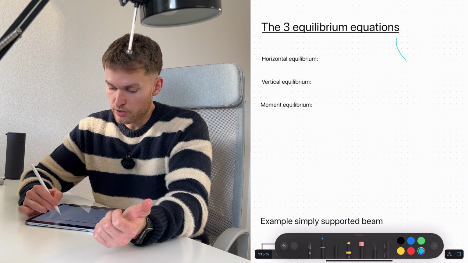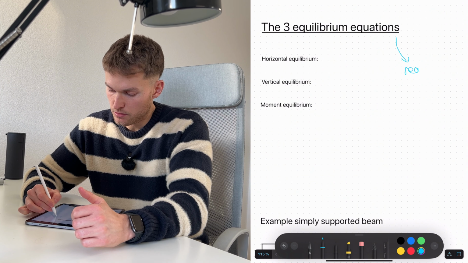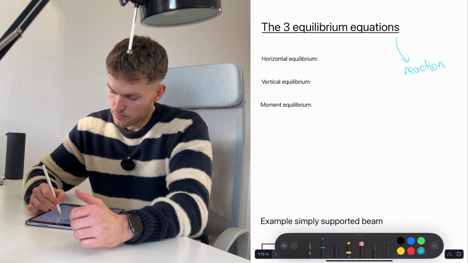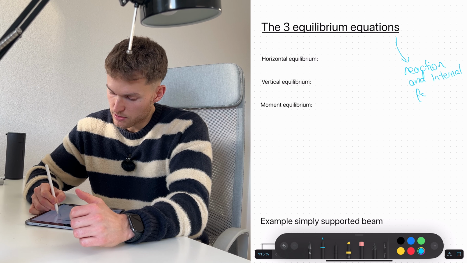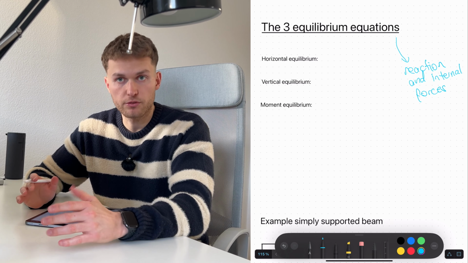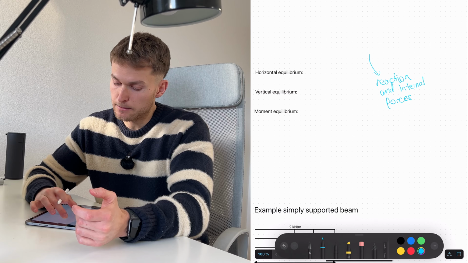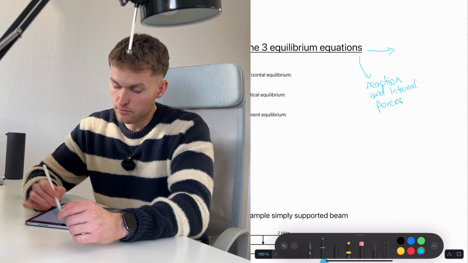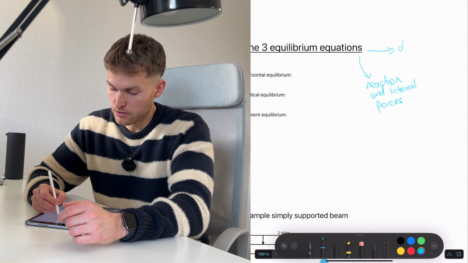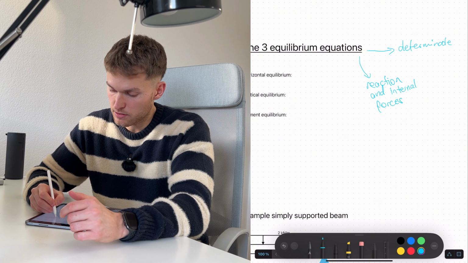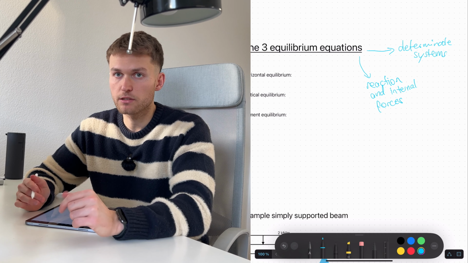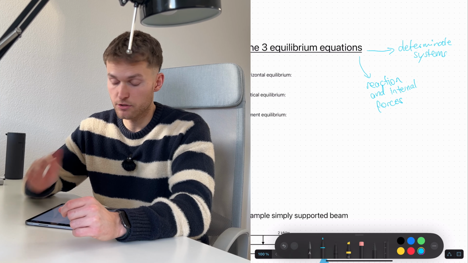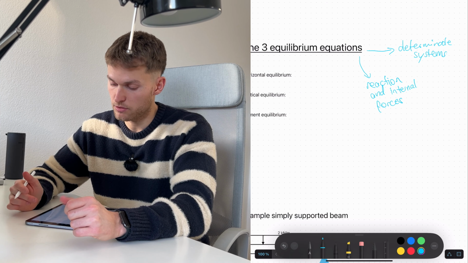We use them to calculate reaction forces and internal forces, like bending moments, shear forces, and so on. But we can only use them for statically determinate structures and systems. I'll leave a link to an article where I explain the difference between statically determinate and indeterminate structures.